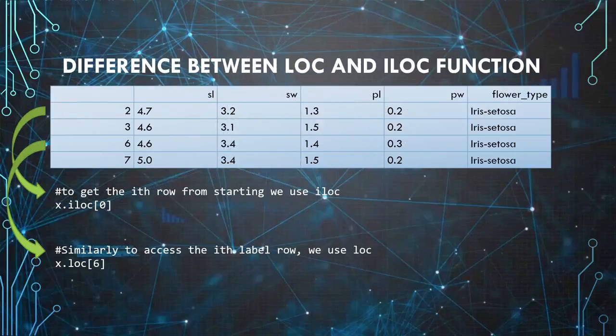So here we understand what is basically the difference between the loc and the iloc function. To get the ith row from the starting, we use iloc, like x.iloc of 0, which will fetch us this first row, even though the row number is C2, but 0 will fetch us this one. You can see the direction of the arrow. And similarly, to access the ith label row, we use loc, like x.loc of 6. If we write 6, then don't think the sixth row, it will be the row whose name is 6. So that is the difference between the loc and the iloc function. We can use it as per our convenience during data handling.